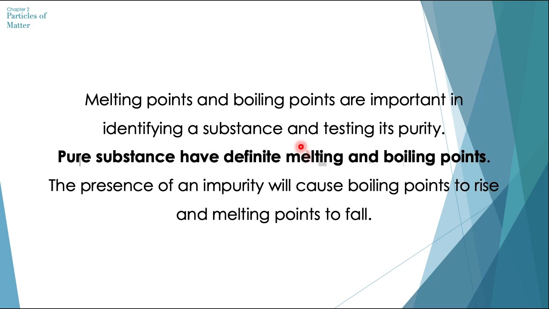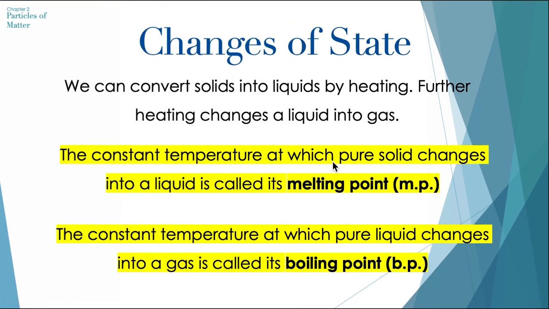So, melting points and boiling points are important in identifying a substance and testing its purity. Pure substances have definite melting and boiling points. As we read over here, the constant temperature at which a pure solid changes into a liquid is called the melting point, and the constant temperature at which a pure liquid changes into a gas is its boiling point.